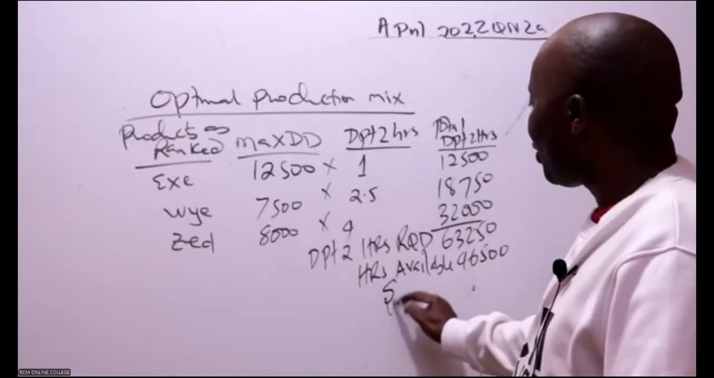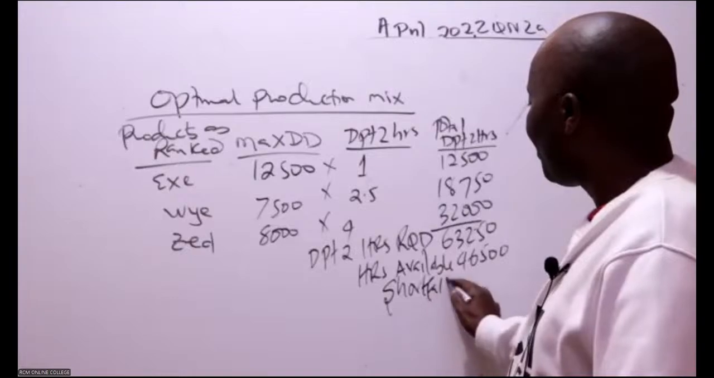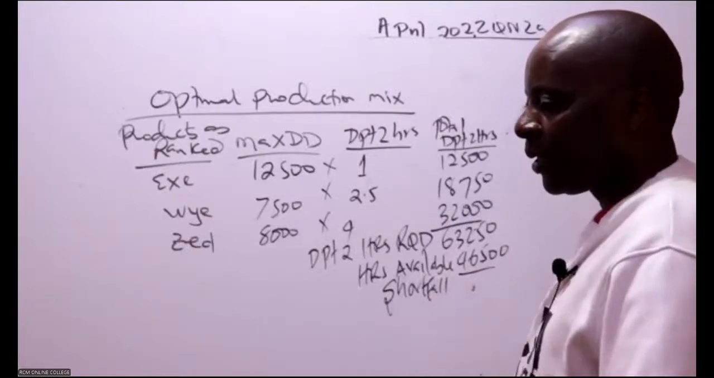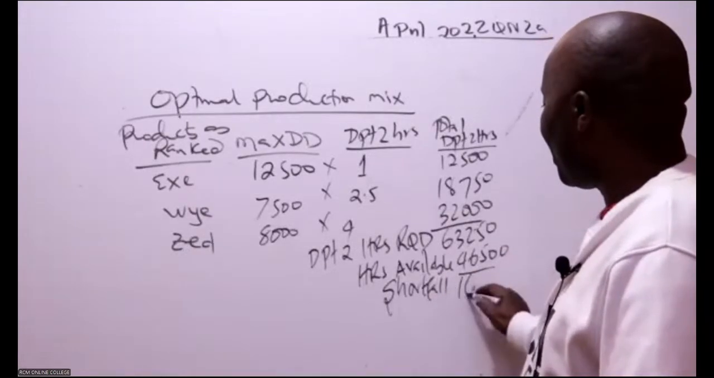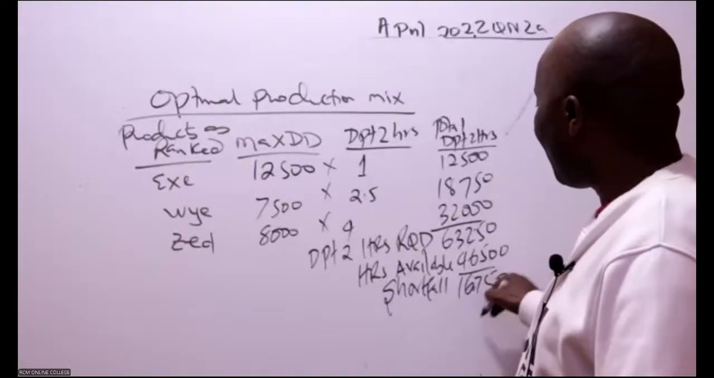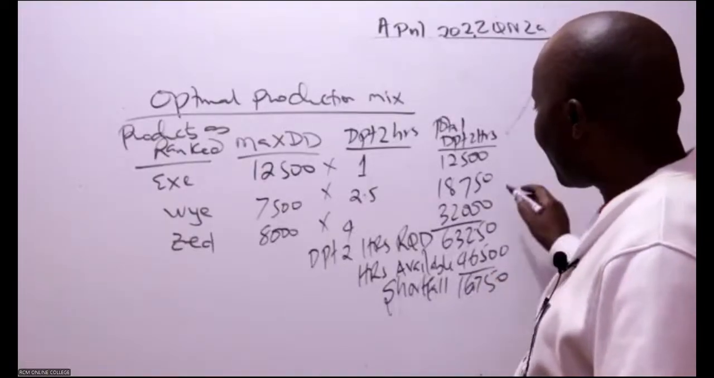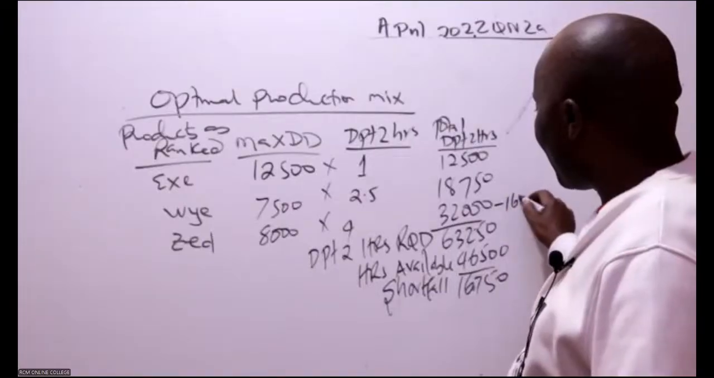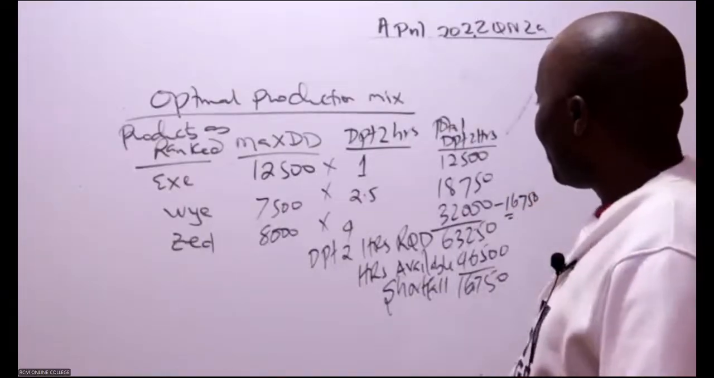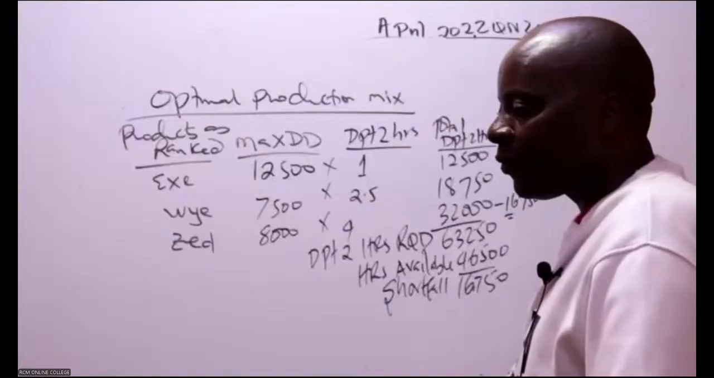So give me the shortfall. Subtract 16,750. Recover this from products upwards. So fortunately, they can fit here. So please subtract there: 32,000 minus 16,750.